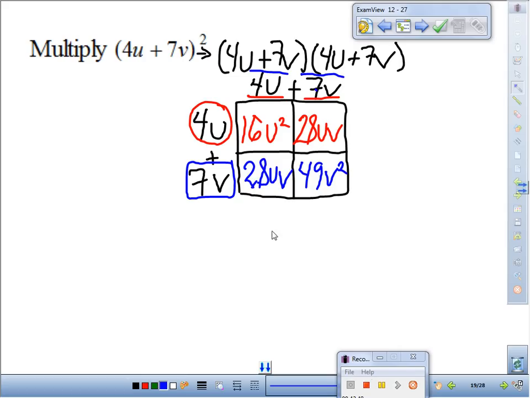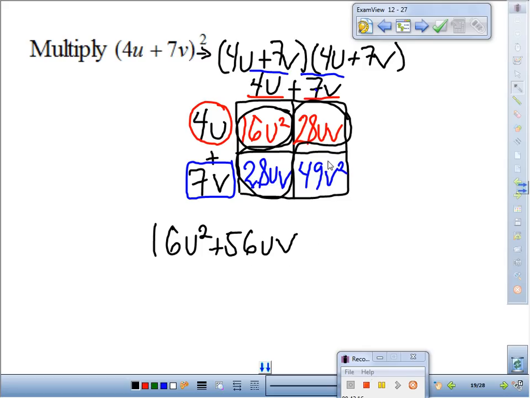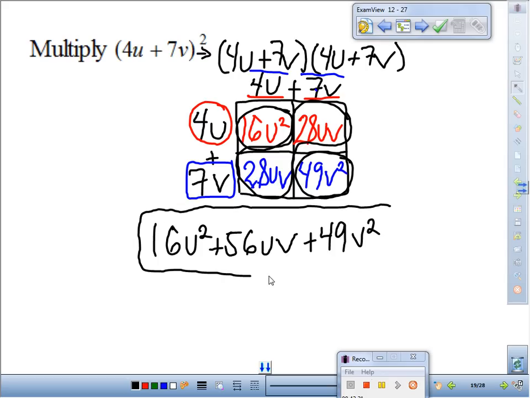Okay, let's write our first term, which is 16u squared. Combine like terms. Let's see, 28uv, aren't these the same kind of terms? Yeah, they both have uv. So 28 plus 28, that's 56uv. And what's our last term? Plus 49v squared. Can we combine anything else? No, we're done. Okay. So that was number 12. Let's go to number 13.